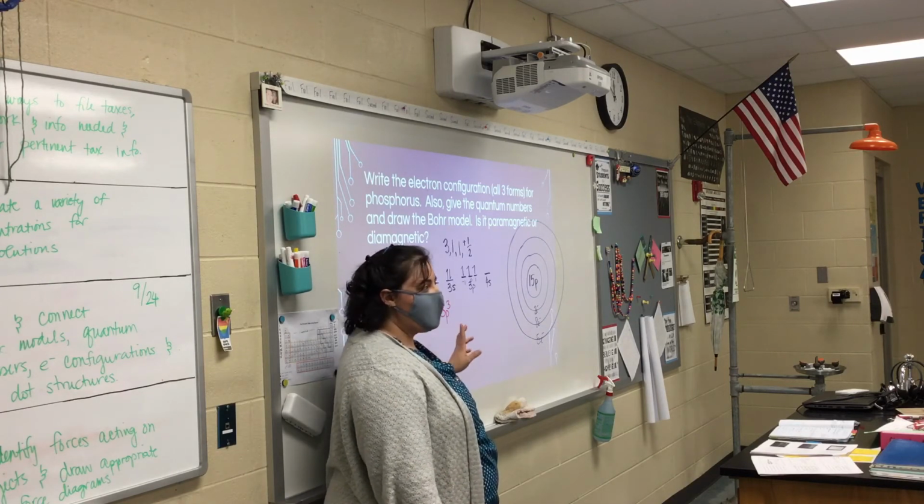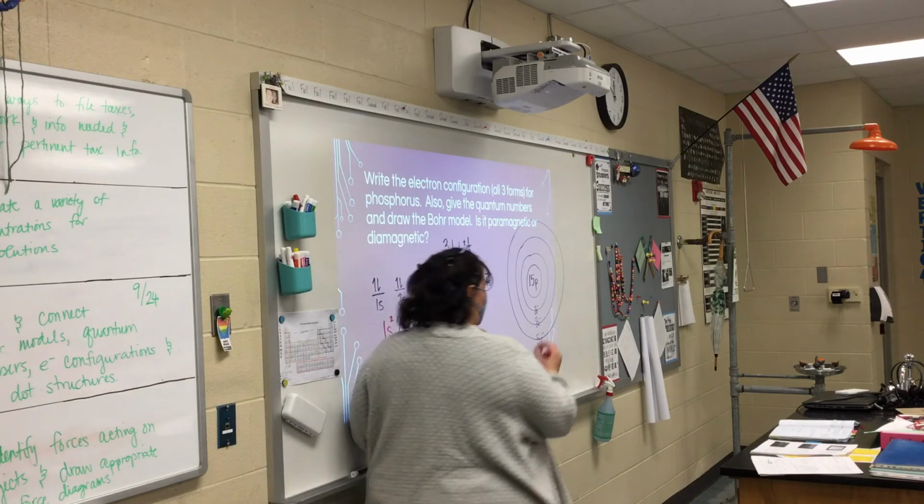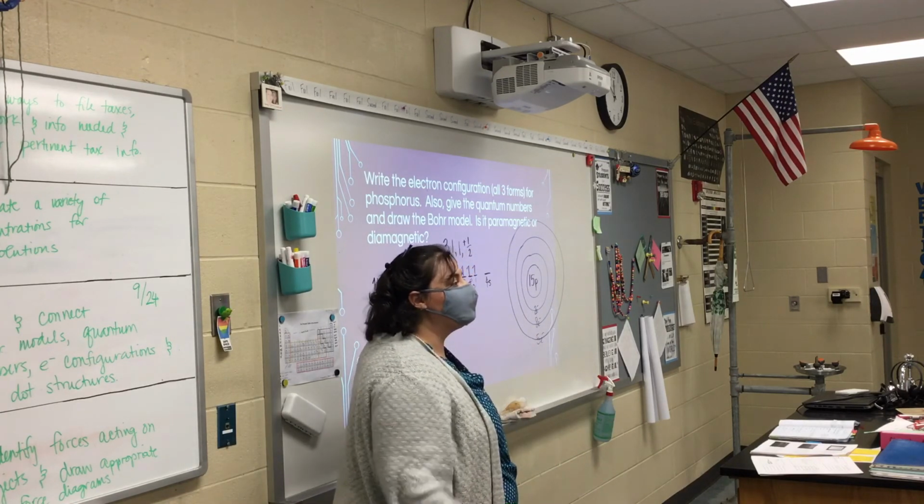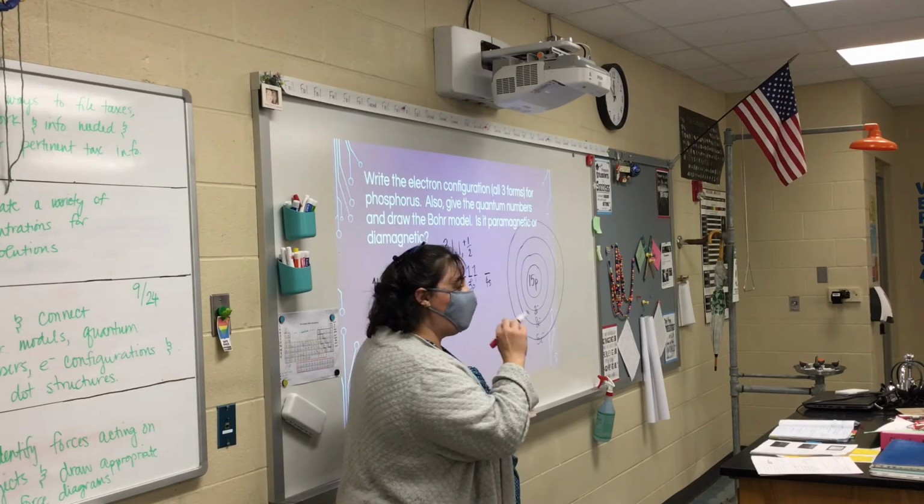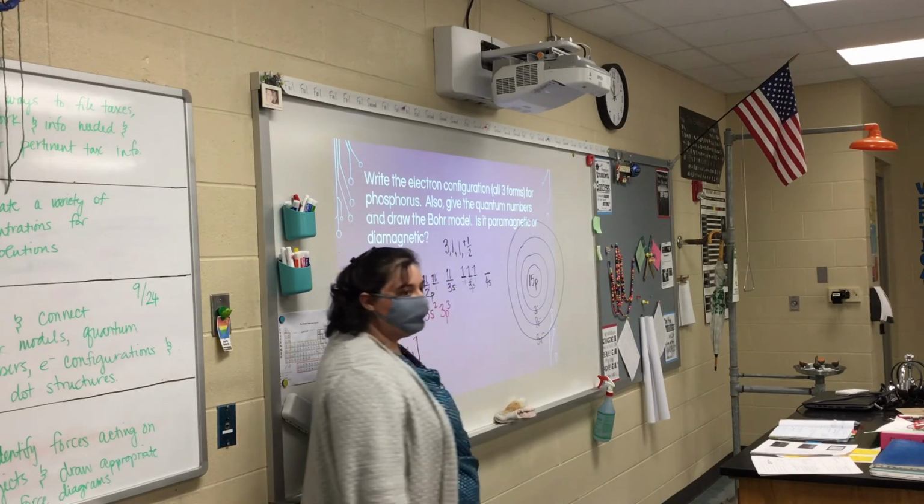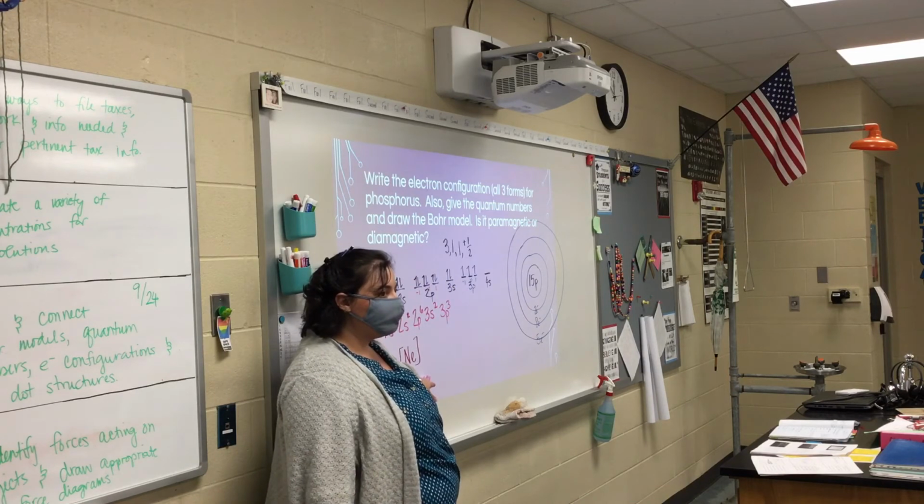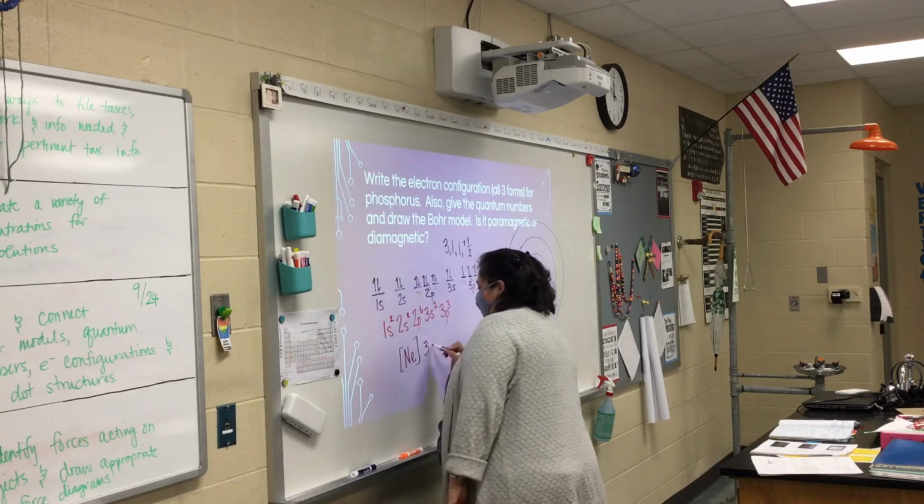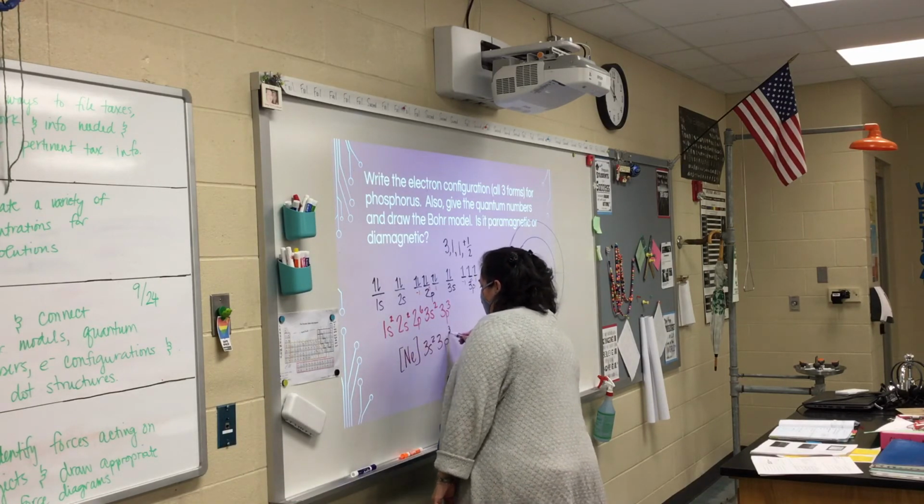Okay? So count them up until that point, including the p6. So I'm going to put in brackets the symbol for that noble gas. So neon, in brackets. And then I just write whatever comes after it. 3s2, 3p3.